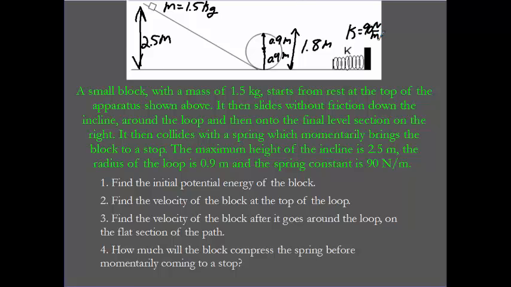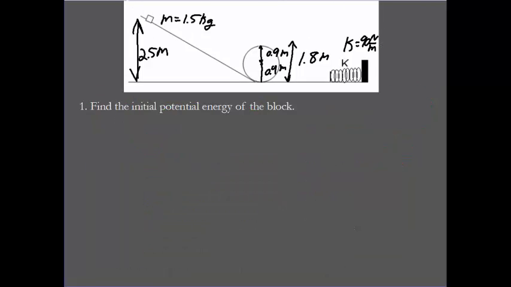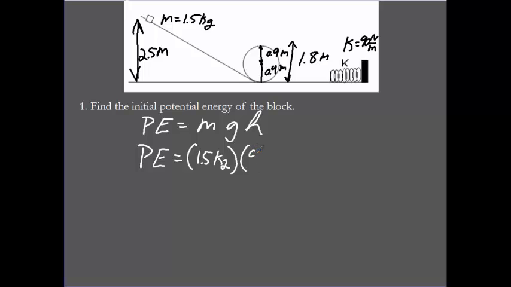Okay, find the initial potential energy of the block. First thing we have to do is write the formula. So, potential energy equals mass times gravity times height. This is gravitational potential energy. PE equals, plug in numbers, mass 1.5 kilograms, gravity is the constant 9.8 meters per second squared, and the height is 2.5 meters.